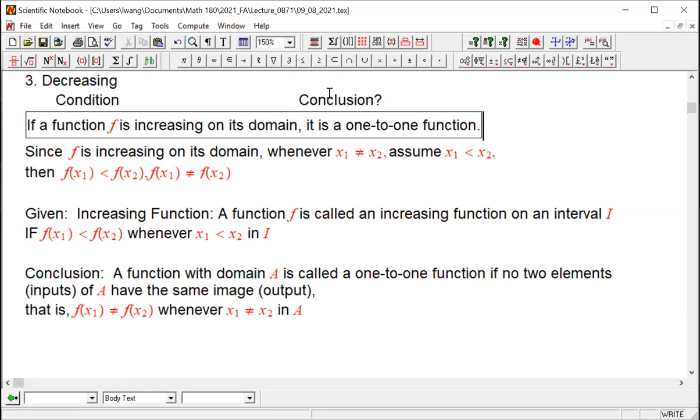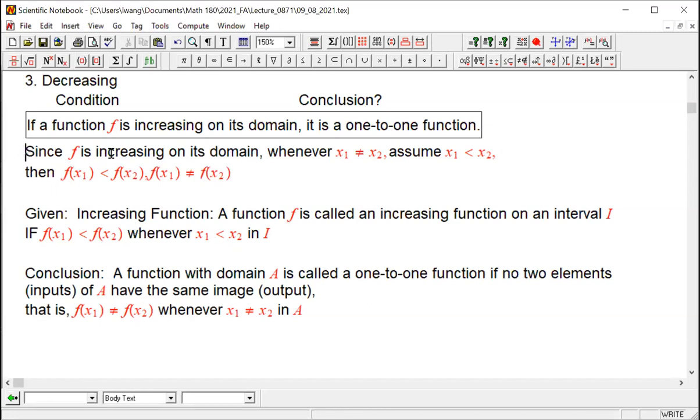If it's a one-to-one function, it has an inverse, right? If it is a one-to-one function, it has an inverse. Now, any questions so far? Okay. So did you write it down? You may like to put this conclusion on a flashcard.